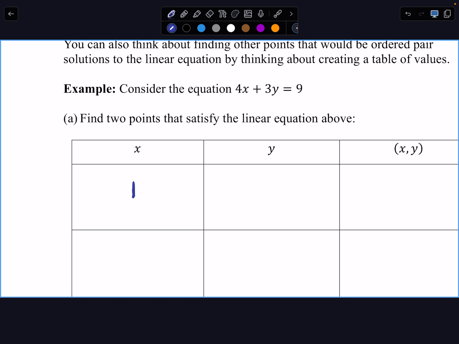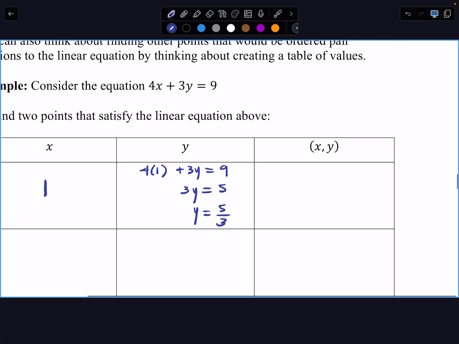So that would mean for y, we're going to plug 1 in for x and then solve for y. From here, we could think about subtracting 4 on each side of the equation. So this would turn into 3y equals 5. So then y would end up being equal to 5/3. That's fun to graph, but that's fine. So the point (1, 5/3) would lie on the graph of 4x plus 3y equals 9.